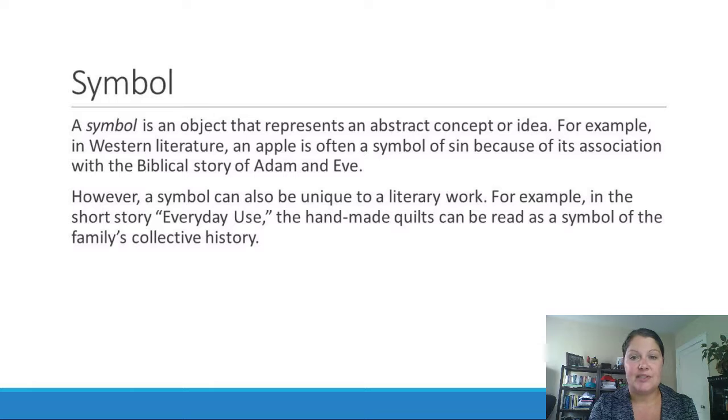However, symbols can also be unique to a specific literary work. Often, symbols aren't these kind of universal symbols, but they're specific to the works that they're developed within. One example of this would be in the short story Everyday Use, which we've read. The handmade quilts that are at the center of the story can be read as a symbol of that family's collective history. So the material objects within the story represent an abstract idea, which is the family's collective history.